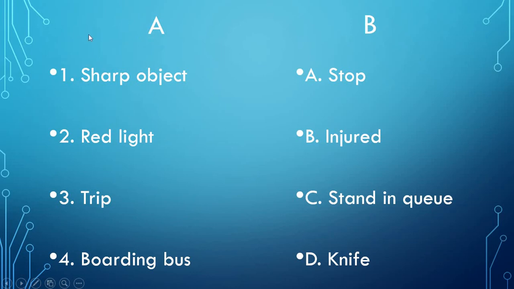Where can you match the sharp object? Can you say stop, sharp object? No. Sharp object, injured? Yes, that is what you can match, because with the sharp object you can get injured. Or you can match this sharp object with knife. Yes, you can even match it with the knife. So you have to think twice before you match the column A and B. Then how about red light? Can you say injured, or can you say stop, or can you say red light means stand in queue?